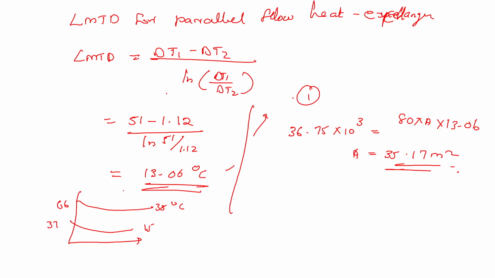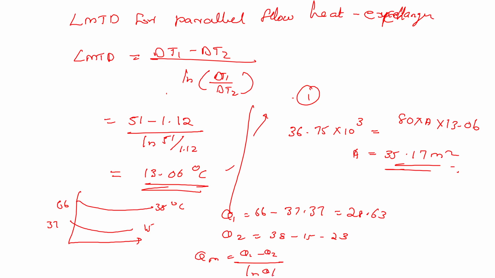Okay, now you have to give the Q1 value. It will be 66 minus 37, that is 28.63, and Q2 will be 38 minus 15, that will be 23. Qm you can calculate as Q1 minus Q2 divided by log Q1 by Q2. It will be 28.63 minus 23 divided by log 28.63 by 23, and the answer will be 25.71.